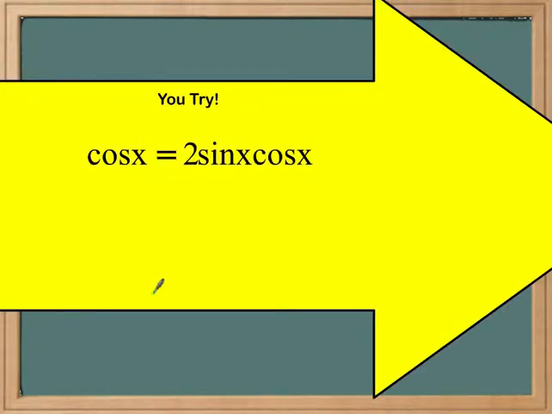Alright, so I want you to go ahead and you could try cosine of x is equal to 2 sine of x cosine of x using that same logic we just used in example 3. So go ahead, please hit the pause key. Give us a couple minutes here for everyone to work this out. And when you come back, check out your answer and see if it turns out to be good.